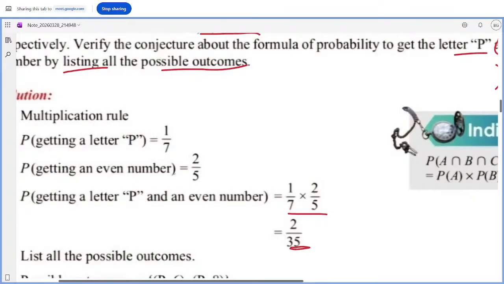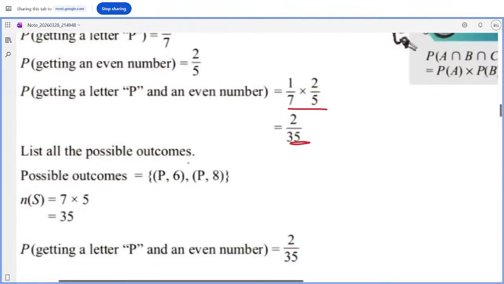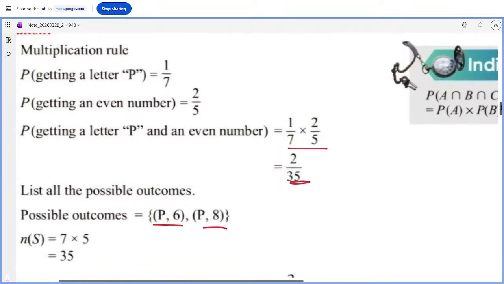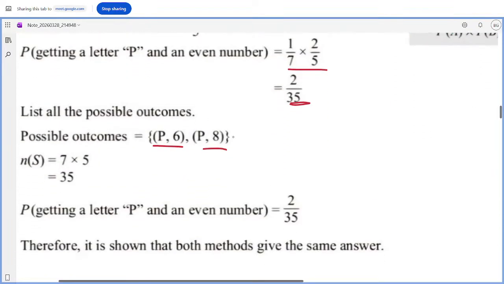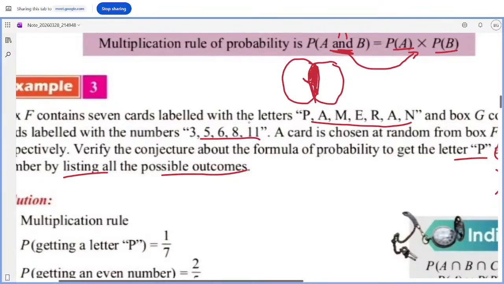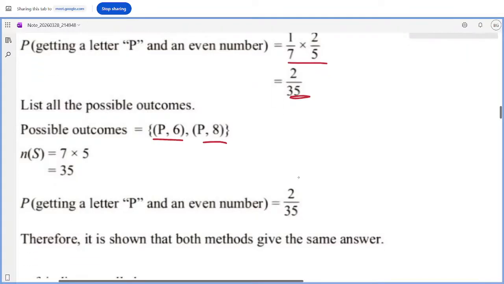Okay, this is the formula method, guys, the first method. The second method is how? You list the number of outcomes, the possible outcomes. How to get it? You can imagine based on the situation: get letter P and also an even number. So it can be P6 or P8, correct? The number of possible outcomes. So you just list down P6, P8 in curly brackets, and then the sample space. You guys can use the multiplication rule: 7 over here, 5 over here, so total 35 outcomes. So guys, can you see the answer is totally the same?